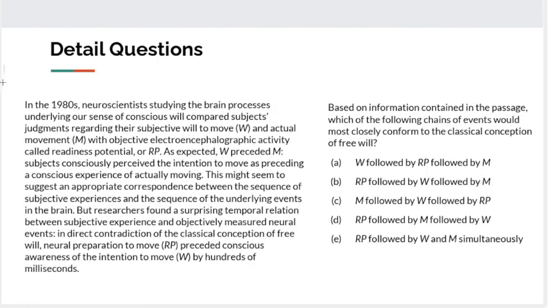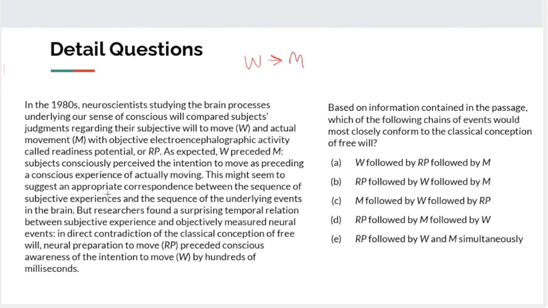Okay, so let's look at an example, and since we haven't read any of this passage, we'll go ahead and read the paragraph first. In the 1980s, neuroscientists studying the brain processes underlying our sense of conscious will compared subjects' judgments regarding their subjective will to move, W, and actual movement, M, with objective electroencephalographic activity called readiness potential, or RP. As expected, W preceded M. Subjects consciously perceive the intention to move as preceding a conscious experience of actually moving.